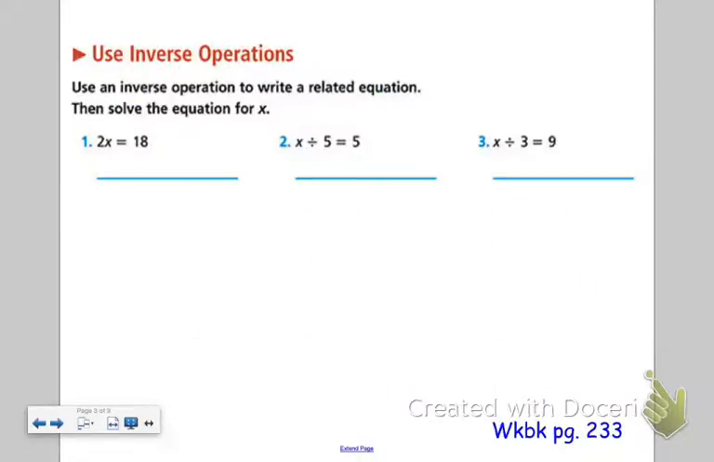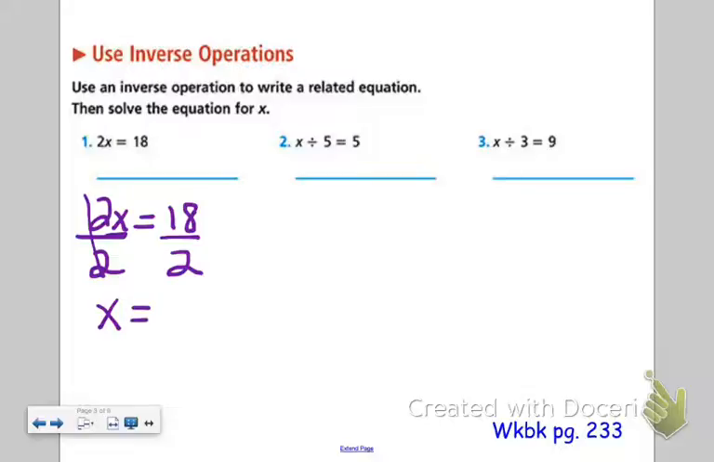Let's try and do some more equations. Look at workbook page 233. Number 1, we have another multiplication equation. We have 2 x's is equal to 18. If I want to get this x by itself, I'm going to have to divide by 2. That means I now have the related equation of 18 divided by 2. x is equal to 18 divided by 2. And now x must be equal to 9. How about number 2? Sorry, my 9 looks awful.